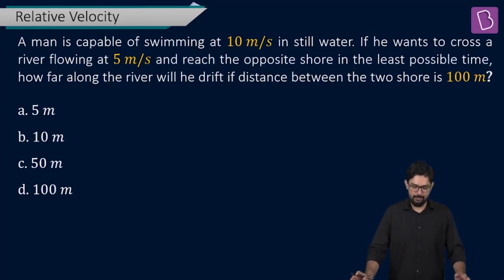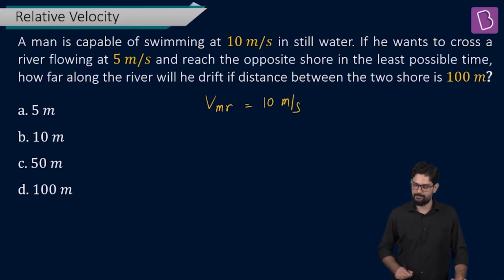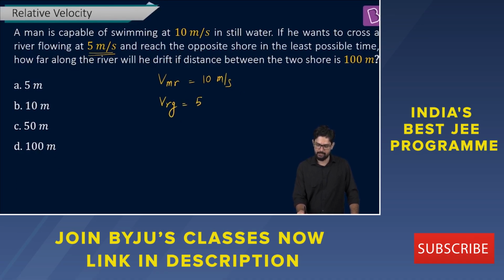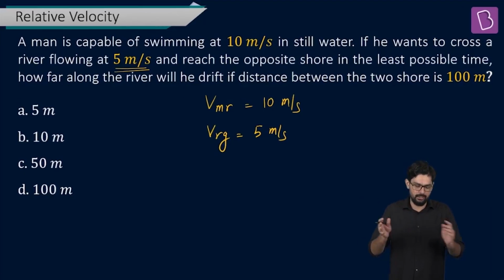Now in this question, a man is capable of swimming at 10 meter per second in still water. Now you know what this velocity is, right? This is the velocity of the man with respect to the river. And this is 10 meter per second. If he wants to cross a river flowing at 5 meter per second, and as clear as that, this is the velocity of the river with respect to the ground. This is 5 meter per second. And reach the opposite shore in the least possible time. Then how far along the river will he drift if distance between the shore is 100 meter?